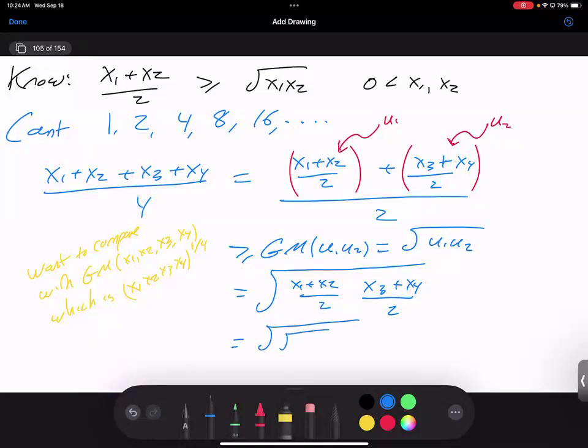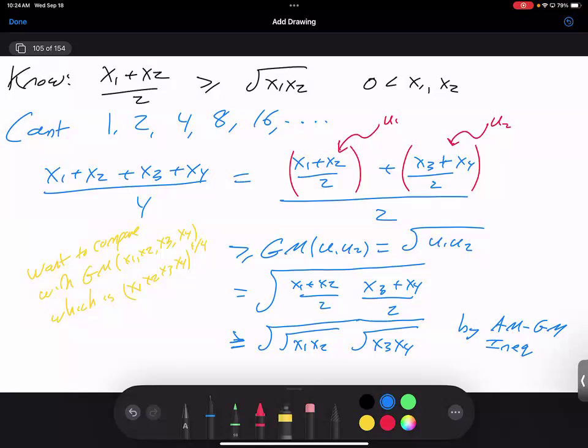Yes, of the square root of x1, x2, and then times the square root of x3, x4 by the arithmetic mean, geometric mean inequality. Does everyone see that we're now using the arithmetic mean, geometric mean for x1 plus x2 over 2, and for x3 plus x4 over 2? Greater than or equal to, thank you. Yes, greater than or equal to.